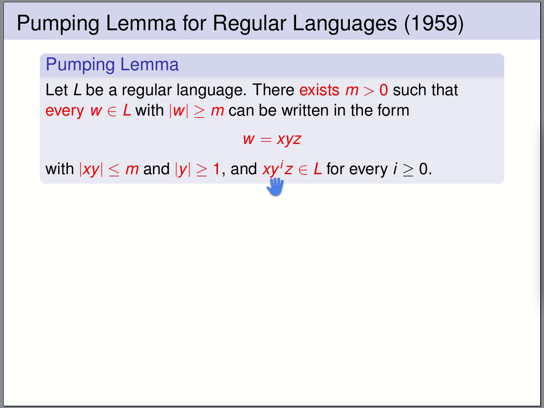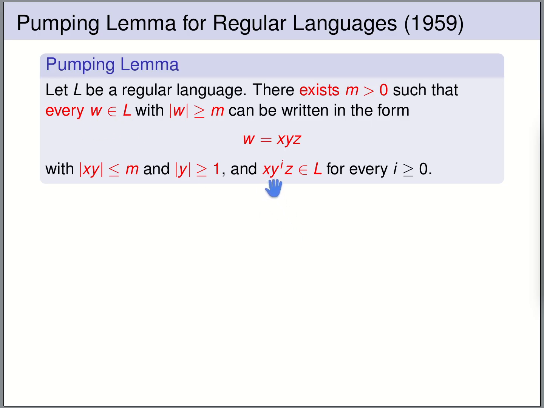So in particular, we could repeat y 0 times. If we set i equal to 0, then we get just the word xz. So it follows that xz must be in the language L. Also xyz must be in the language L, but it's clear we started out with w being in L.